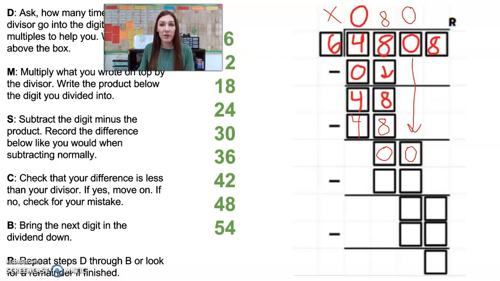Then I'm going to multiply. 0 times 6 is 0. After I multiply, I'm going to subtract. 0 minus 0 is 0. Then I'm going to check. Is 0 smaller than 6? Yes. So I can bring down the next digit in my dividend. My new dividend is now 8.